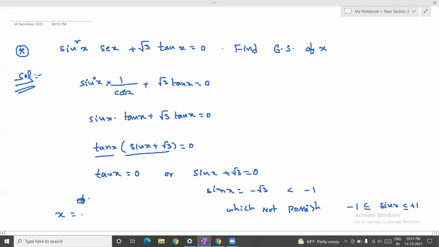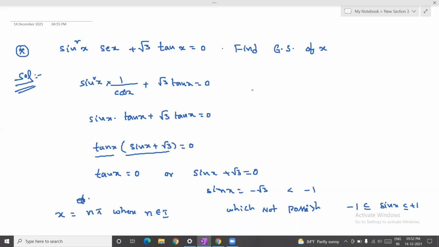So tan x is equal to 0. What is the general solution of x? Tan x is equal to 0, what is the general solution of x? n pi, where n belongs to integer. So this is how we are able to solve this equation. I hope you are clear on what I am saying. Students, please respond. Yes or no? Yes, sir.